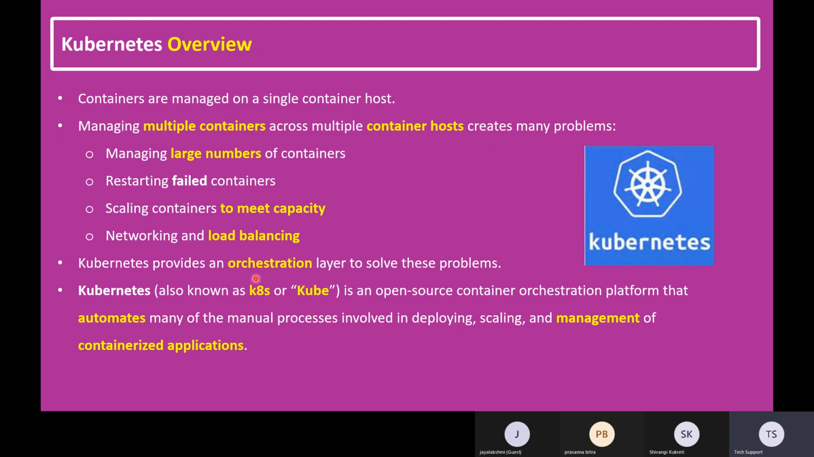So Kubernetes provides an orchestration layer. Orchestration means providing automation for multiple tasks. So the orchestration layer solves these problems. Kubernetes, we also call it K8s, K number 8 and S, or some also call it Kube. So anywhere you read the words Kube, Kubernetes or K8s, that is nothing but Kubernetes, and it is an open source container platform. This is the key point: Kubernetes is also an open source product. That means if you are running in production and your production Kubernetes goes down, there will be no support.